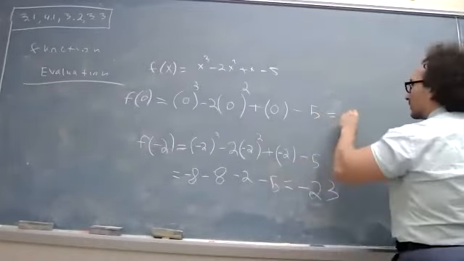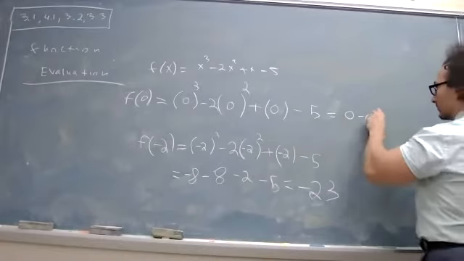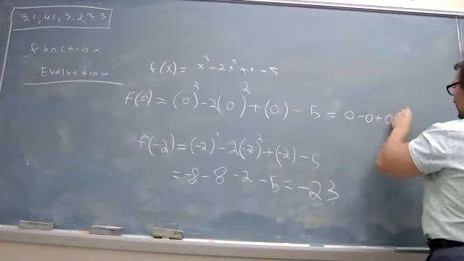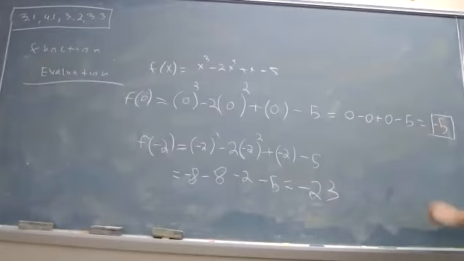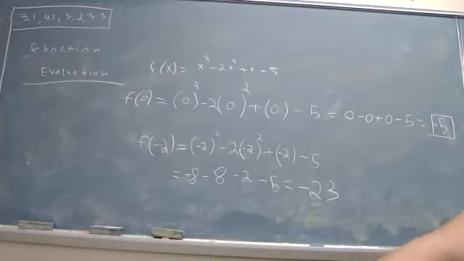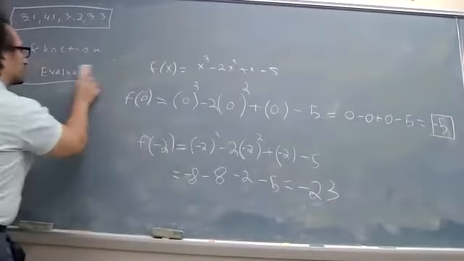0 cubed is 0. Minus 2 times a 0, which is a 0. Plus a 0. Minus a 5. Clearly, this is negative 5. That's the only non-zero number in the array. Does that make sense? Cool, cool.